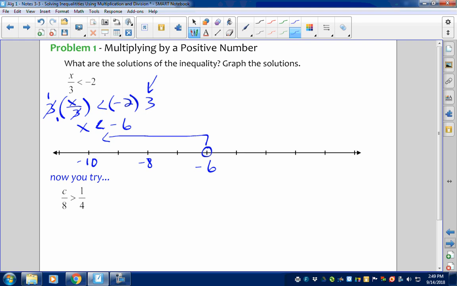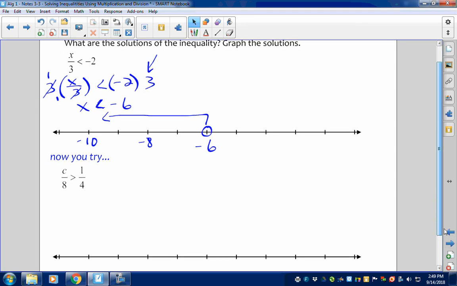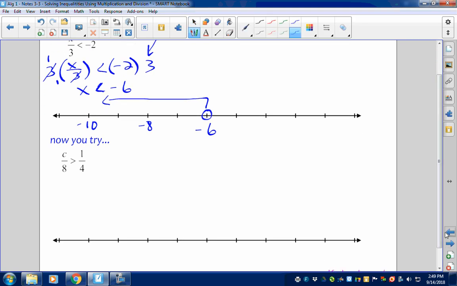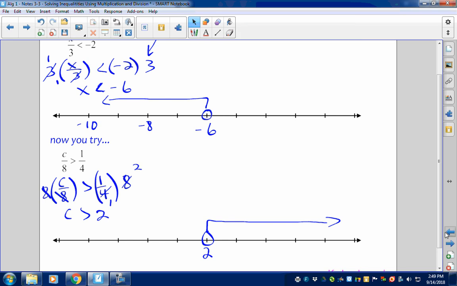Let's try this one right here. We're going to take this one, and you can try it maybe on your own, pause the video, and then check with my solution. So we have c is greater than 2. That's an open circle at c, and we're going to shade to the right of that one.